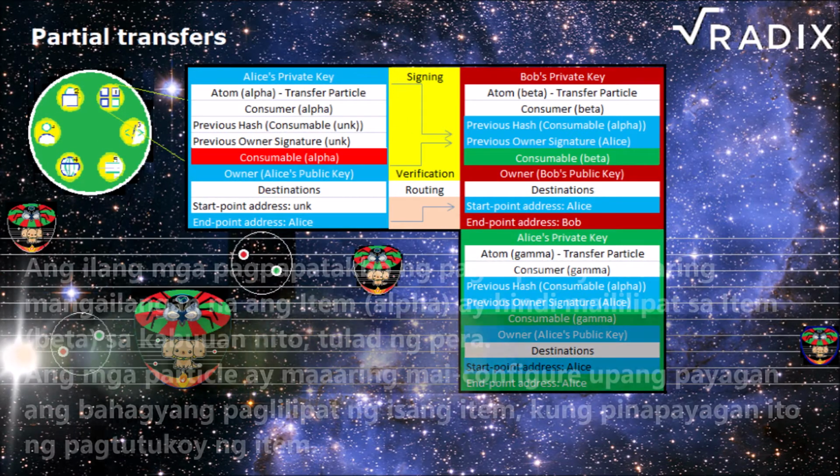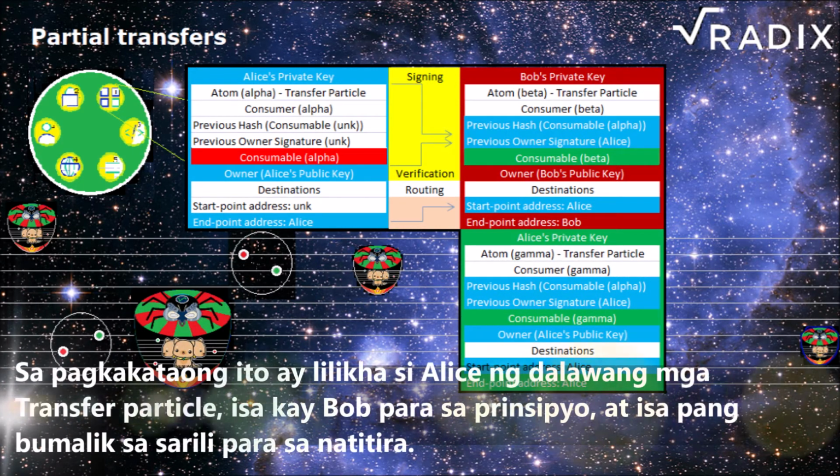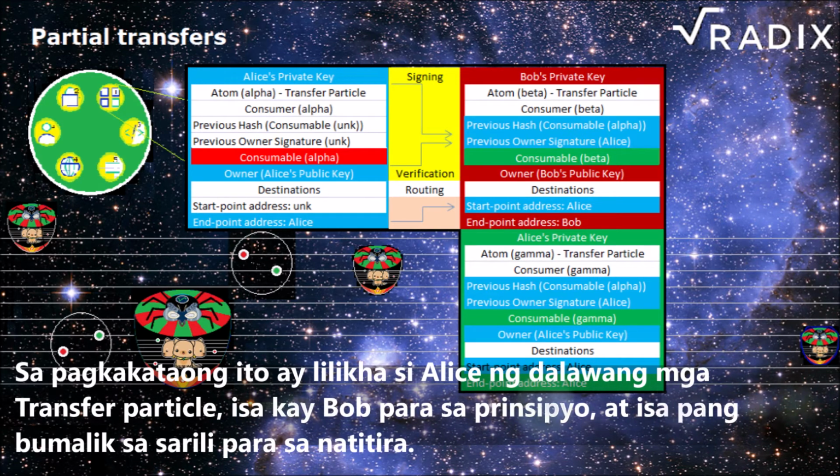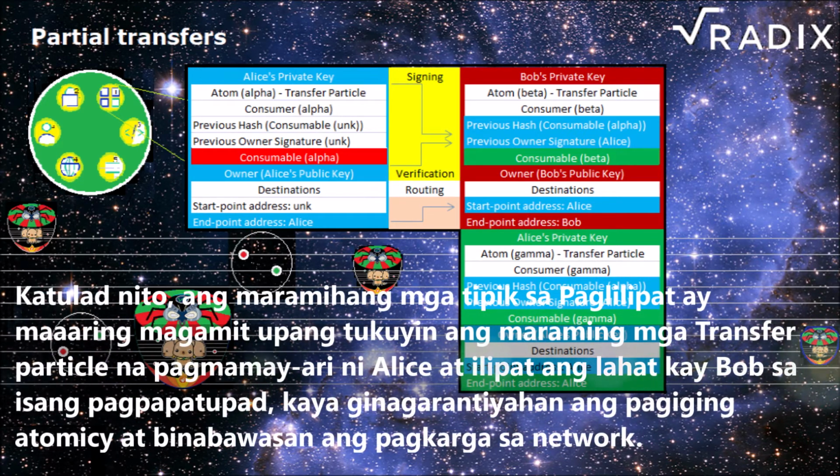Some transfer operations may require that item alpha is not transferred to item beta in its entirety, such as currency. Transfer particles can be configured to allow partial transfers of an item, if the item specification allows it. In this instance, Alice would create two transfer particles, one to Bob for the principal, and another back to herself for the remainder. Similarly, multiple transfer particles may be used to reference many transfer particles owned by Alice and transfer them all to Bob in one execution, thus guaranteeing atomicity and reducing network load.